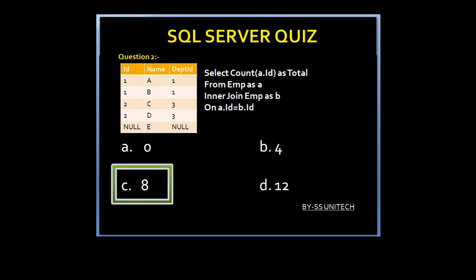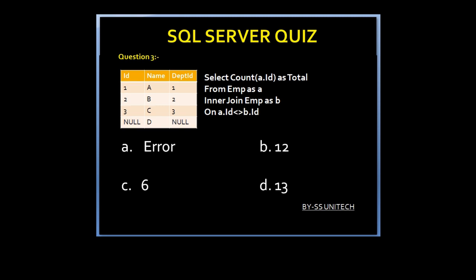So here for ID 1 and 2 we will get 4 rows for each, and again null values will not participate in joins, as we discussed in our last video. So it will return 4 rows for ID 1 and 4 rows for ID 2. So total rows returned will be 8. So option C is true. Let's move to another question. So this is your question and your time starts now.